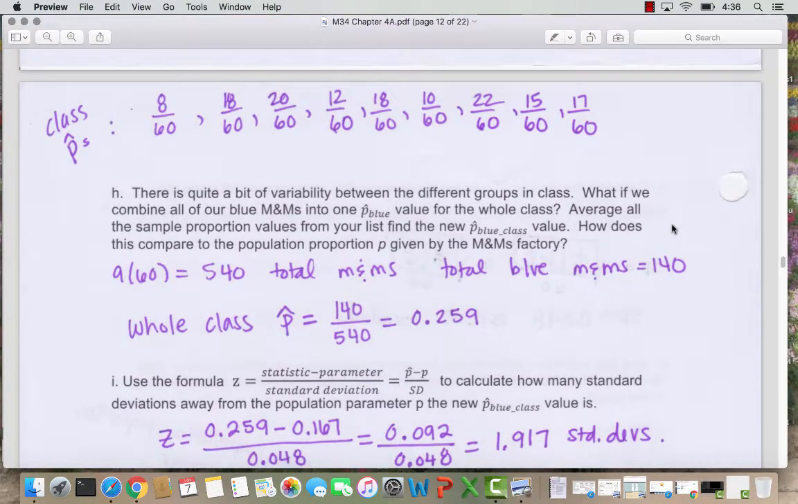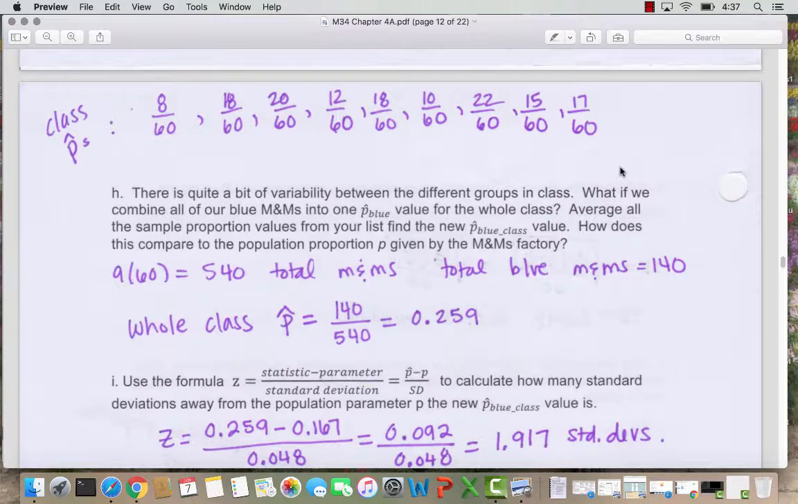So from this class last semester, these are the different p hats from their groups. Notice they're all out of 60 because our denominator here was 60 M&Ms per pile, randomly selected, and then the numerator's counting the blues in those groups. So you can see there's quite a bit of variability between the different groups in class.